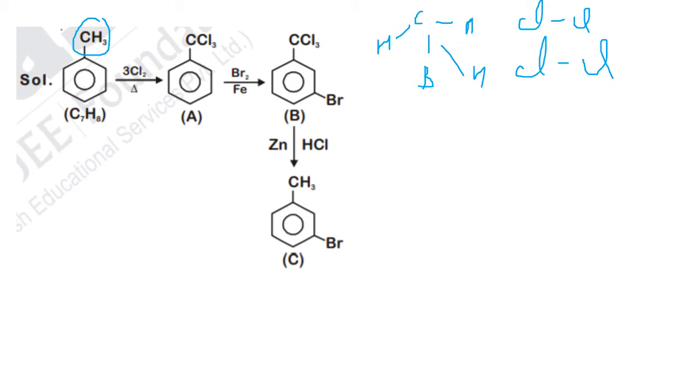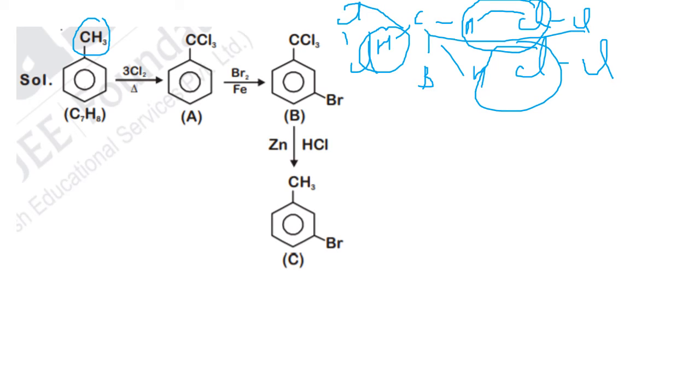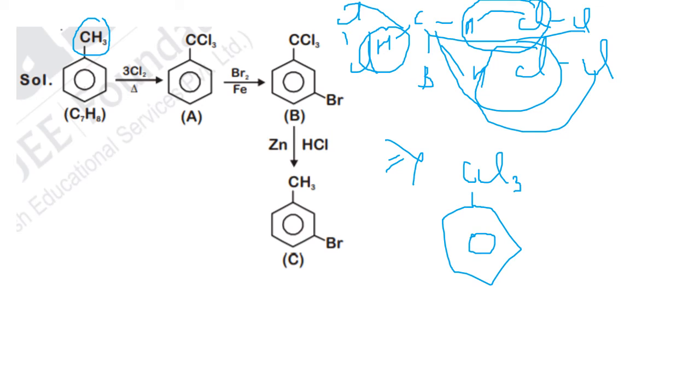that one of the chlorine atoms combines with hydrogen and leaves in the form of HCl, whereas the remaining Cls attach to the carbon attached to the benzene, and what ends up forming is CCl3 on the benzene ring. So this is our product A.